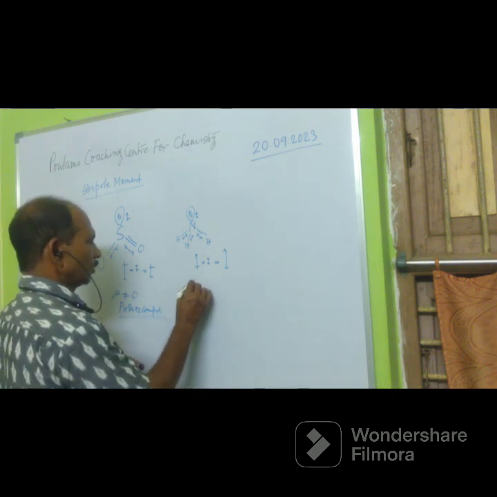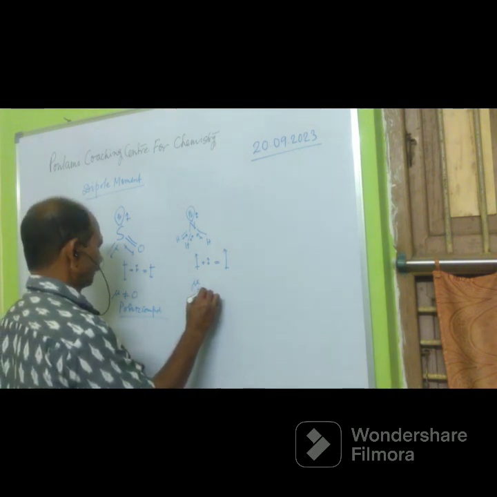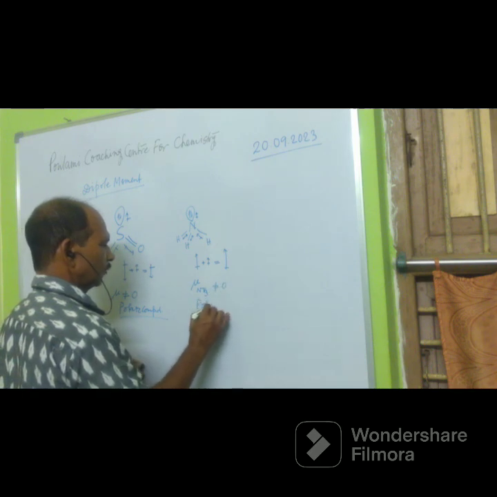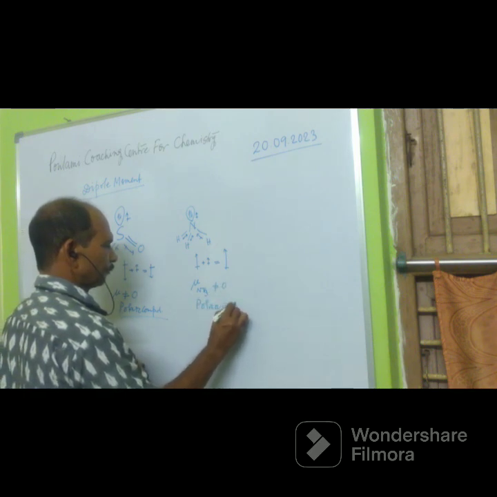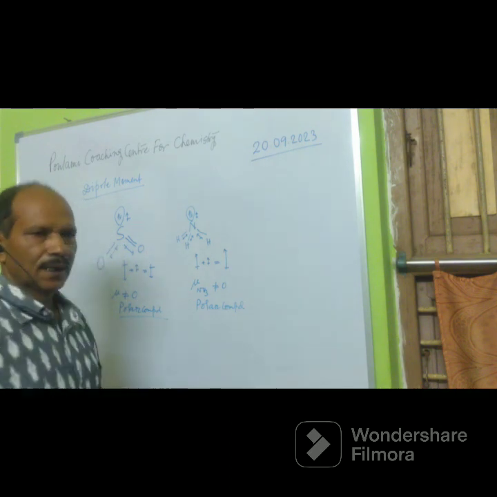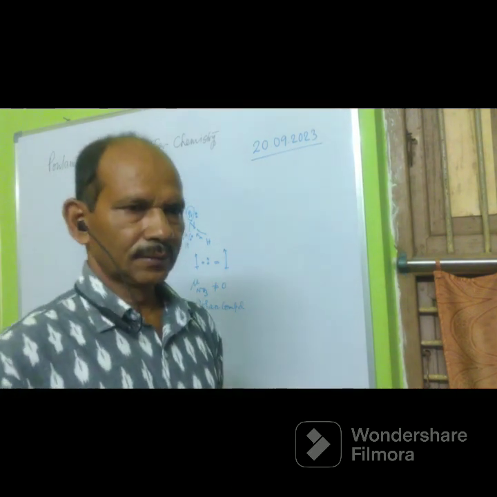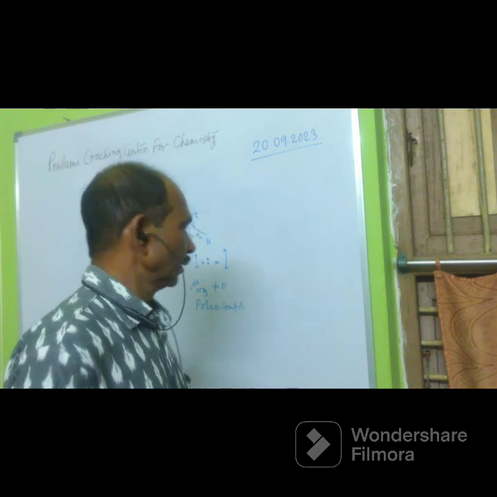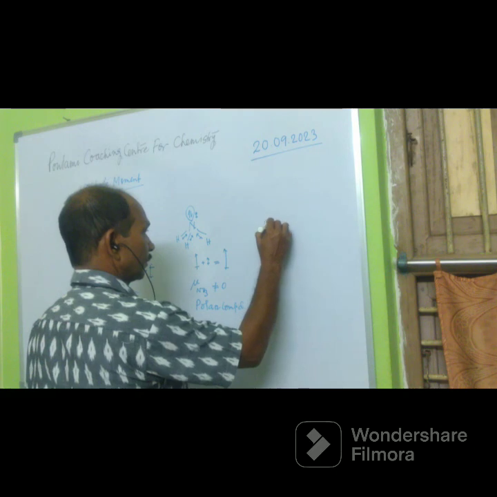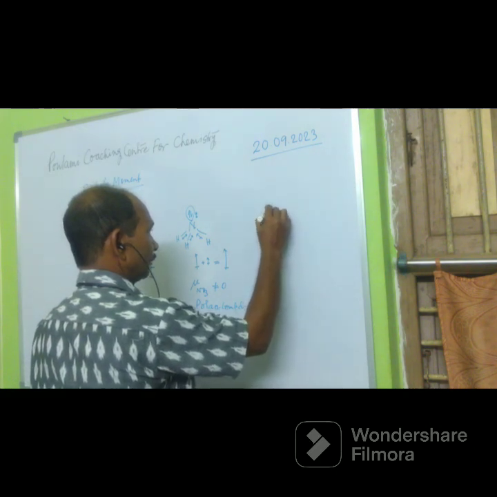Okay, so mu of NH3 is not equal to 0, and this is a polar compound, and it has a very high dipole moment. Okay, if we compare with NF3, what will happen?